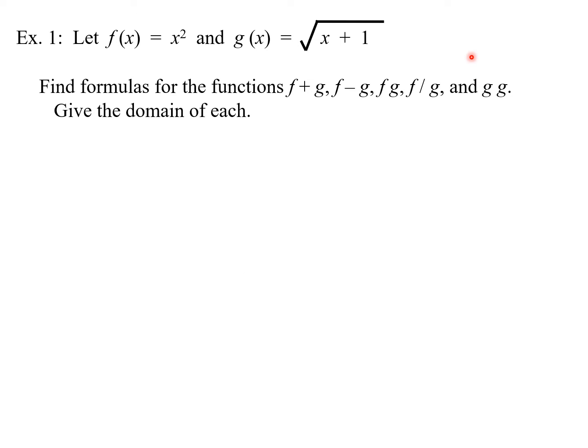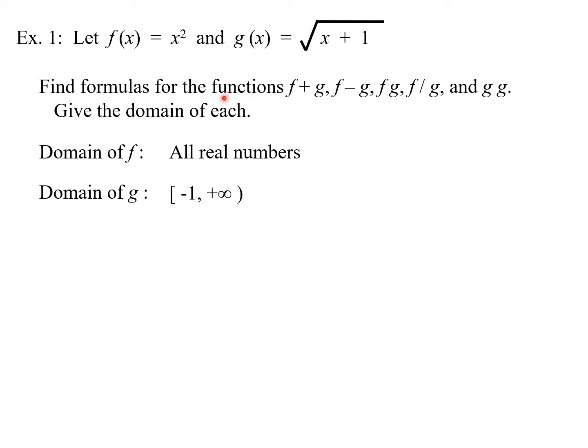For example, let's let f of x be x squared and g of x be the square root of x plus 1. And we're going to find the formulas for each of these: the sum, the difference, the product, and the quotient, and the product of g and g. Then we're going to give the domain of each. Now, the domain of f is all real numbers, because x can be anything, right? However, the domain of g is not, because x plus 1 must be greater than or equal to 0. Because we can't take the square root of a negative number. So the domain of g is from negative 1 inclusive to positive infinity.